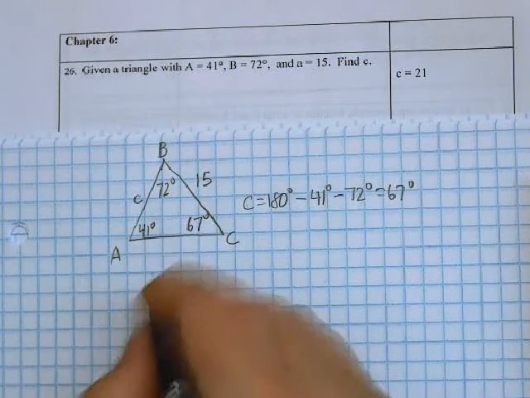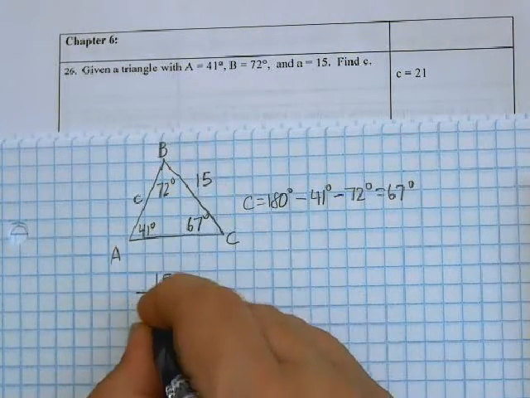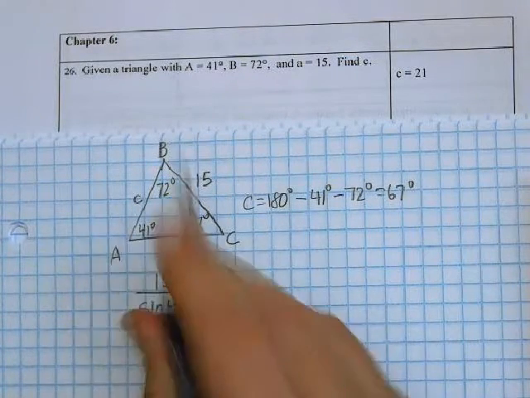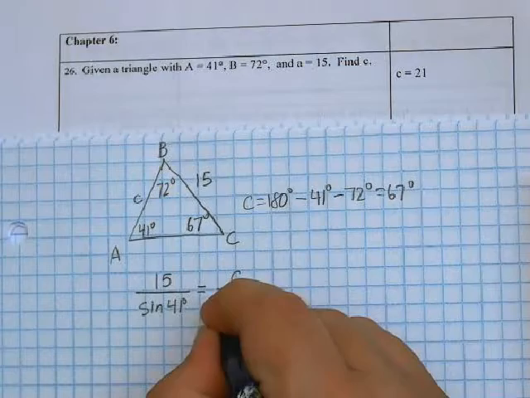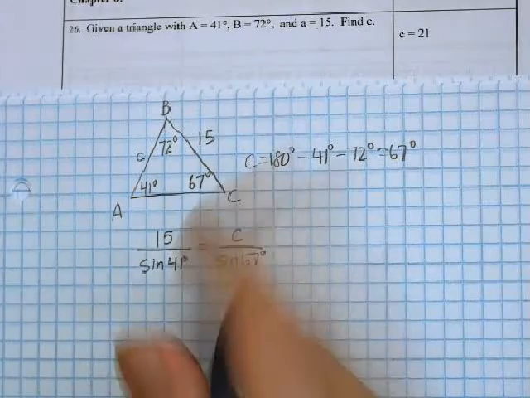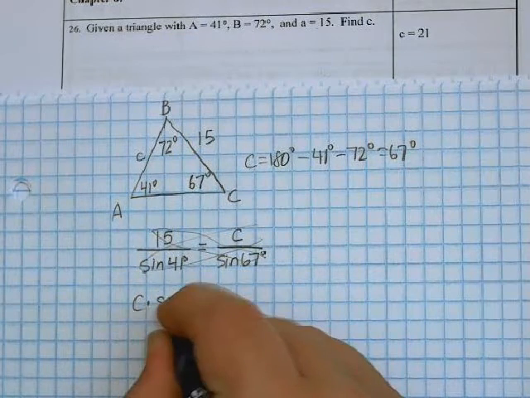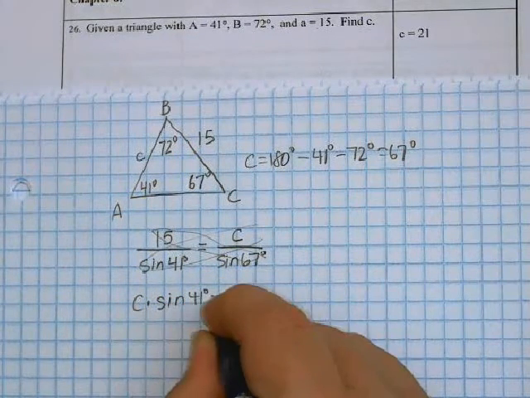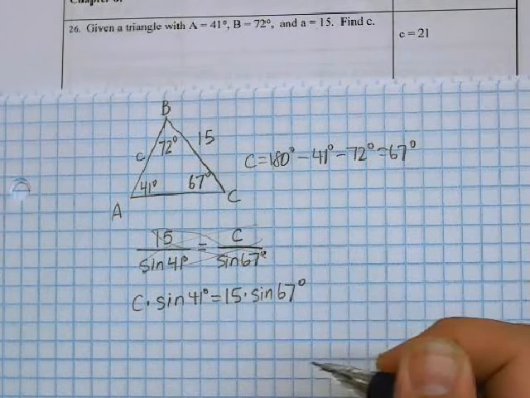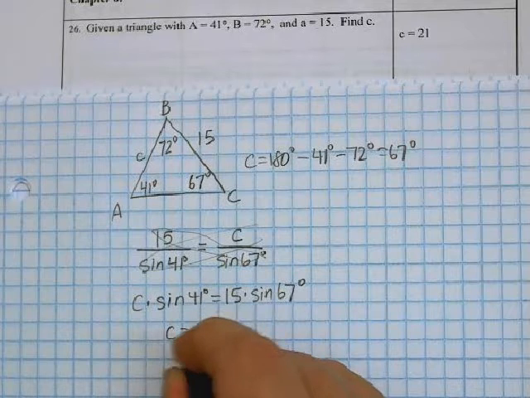Now I can use the law of sines. So 15 over the sine of 41 equals C over the sine of 67 degrees. So C times sine of 41 equals 15 times the sine of 67 degrees. So to solve, we divide both sides by the sine of 41.